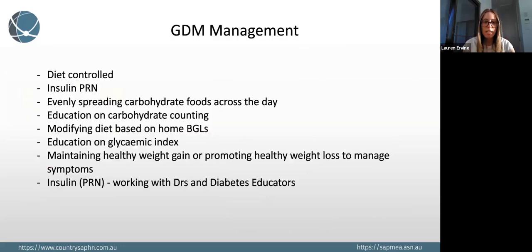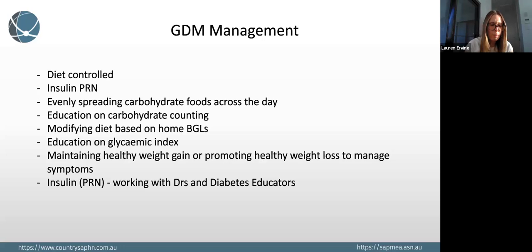So for management, there is diet-controlled diabetes, so they're usually referred to some sort of public health service, so it might be Women's and Children's, Flinders Medical Centre, the RAH, and they would usually see a dietitian for an information session where they're in a group getting educated. There would be insulin if needed, so that's something they would look at.